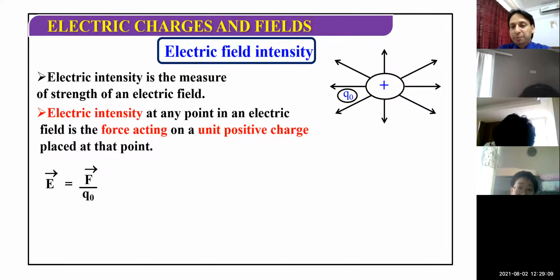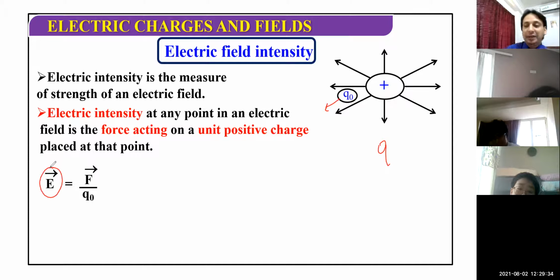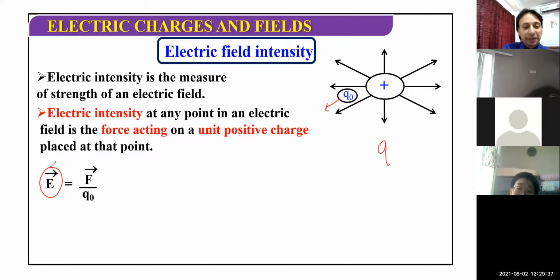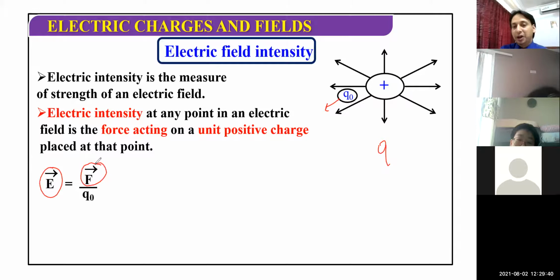We have a positively charged body, this plus Q charge. Let me write here plus Q charge. Plus Q charge is there, and another charge, this is Q naught. So definitely, according to Coulomb's law, there will be a force. But how do we calculate how much the force is? Basically we need to calculate the amount of electric field intensity. Electric field intensity is given by how much force is acting on this unit charge Q naught. That gives you the magnitude or value of the electric field intensity.